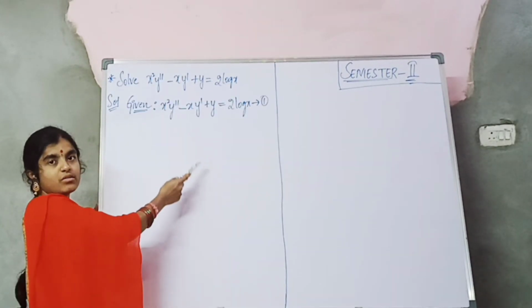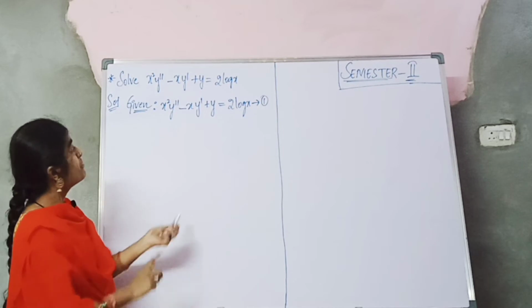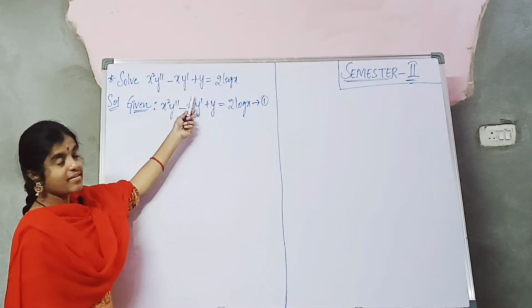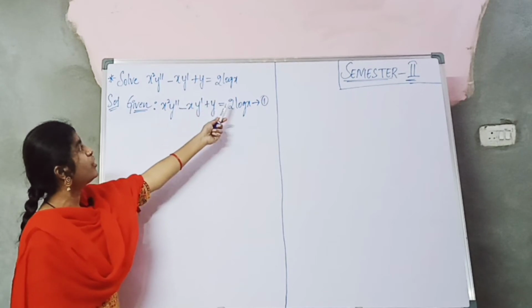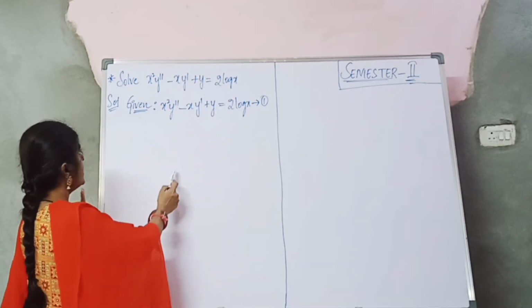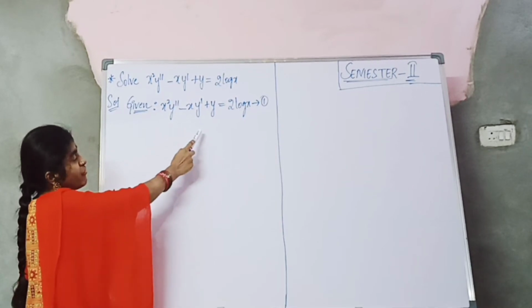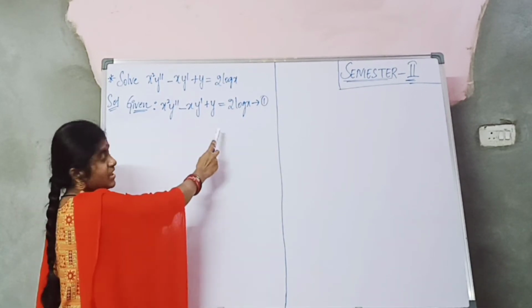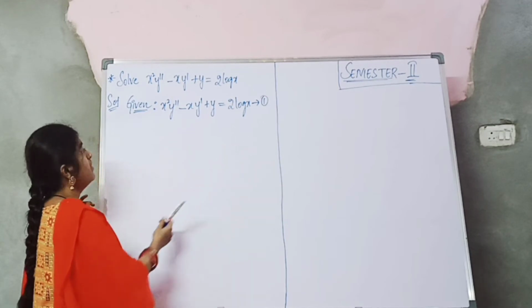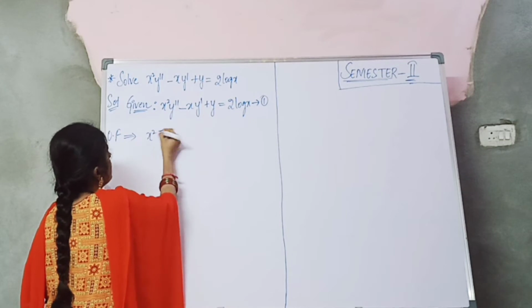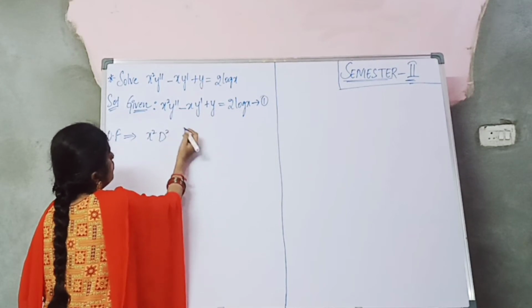Now let us solve one more example. Solve x square y double dash minus xy dash plus y equals to 2 log x. So here given x square y double dash minus xy dash plus y equals to 2 log x. This we are considering as equation 1. Now we have to write this equation 1 in the operator form. X square, so that implies here, what we will get here?